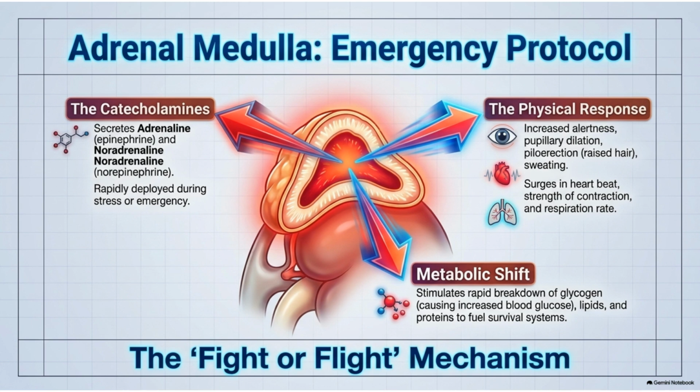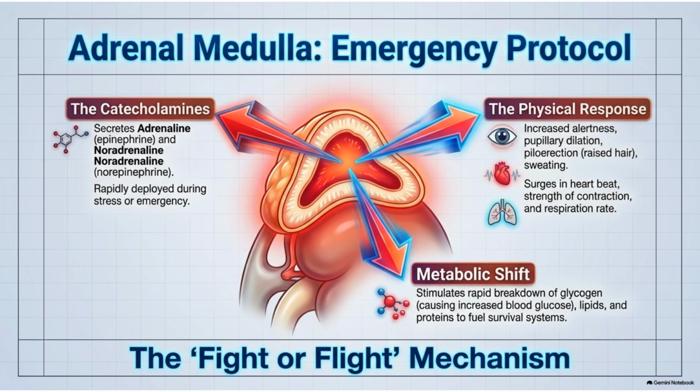The adrenal medulla secretes adrenaline and noradrenaline. These are called catecholamines, which are derived from the amino acid tyrosine. They are rapidly secreted during stress and during emergency situations. So catecholamines are called emergency hormones or fight or flight hormones.